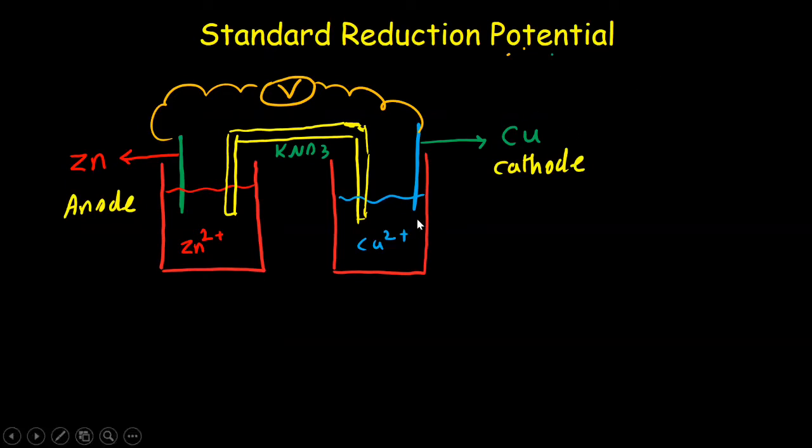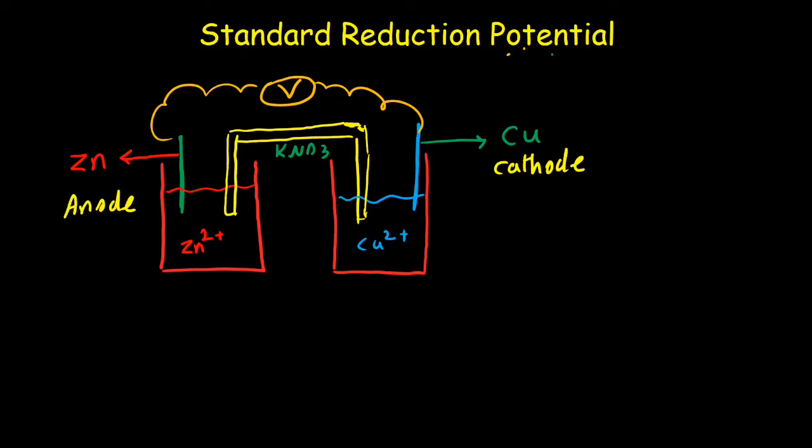If we look at this galvanic cell, we have electrode Zn and one of the electrodes is copper. Because Zn can lose electrons to Cu2+, we have a voltage here, that we discussed in my previous video.